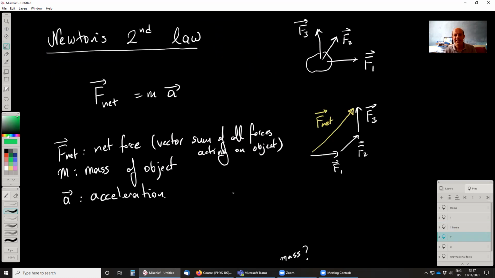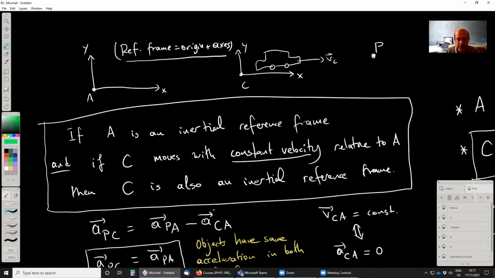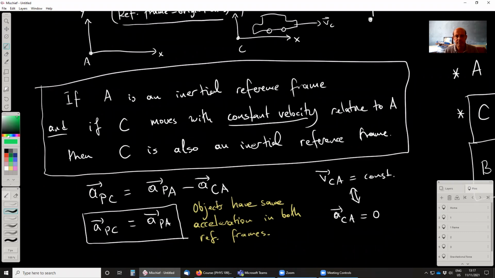Okay, let's go to Newton's second law. Yes. Teacher, can I ask you a question? Yes. If A and C have the same acceleration, what will we do? What do you mean? We should talk about the relative acceleration. Yeah. A and C have the same acceleration compared to each other. Yeah. So can we apply?